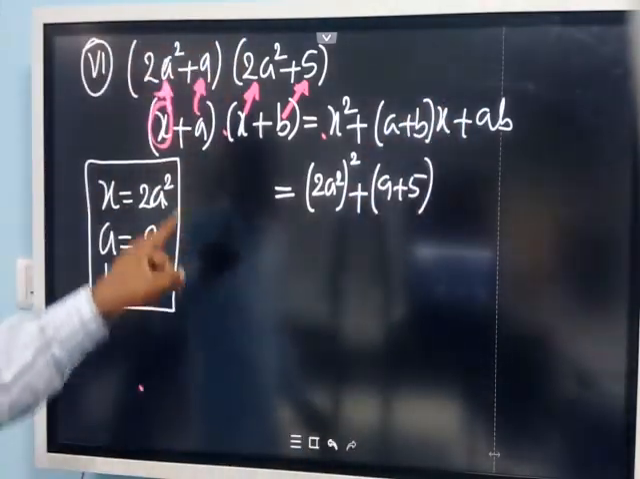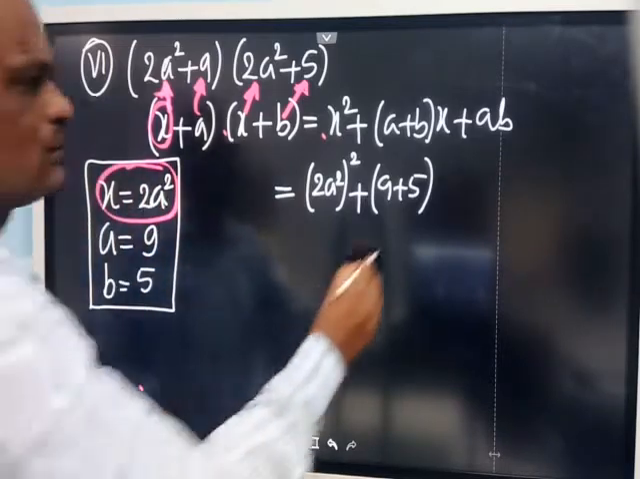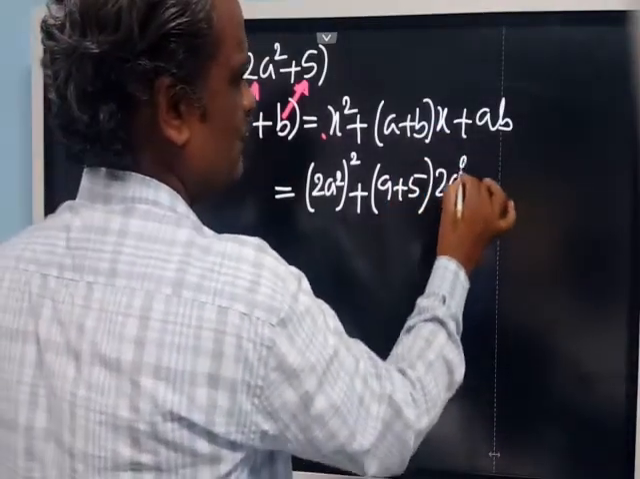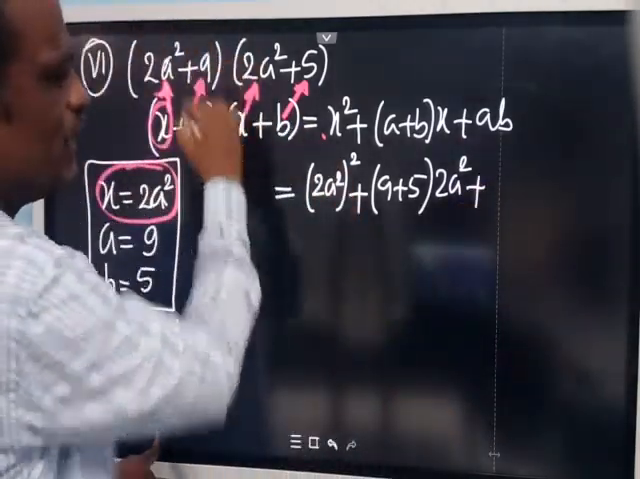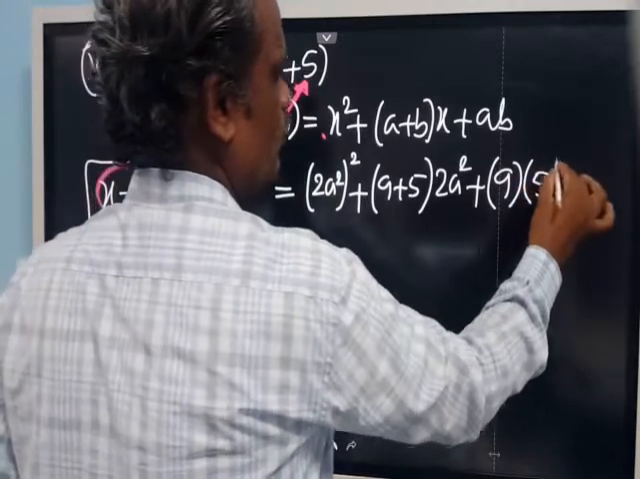So now here we have x. What you have to write in place of x? In place of x you have to write 2a square. So in place of x let us write 2a square, plus again a value 9 into b value 5.